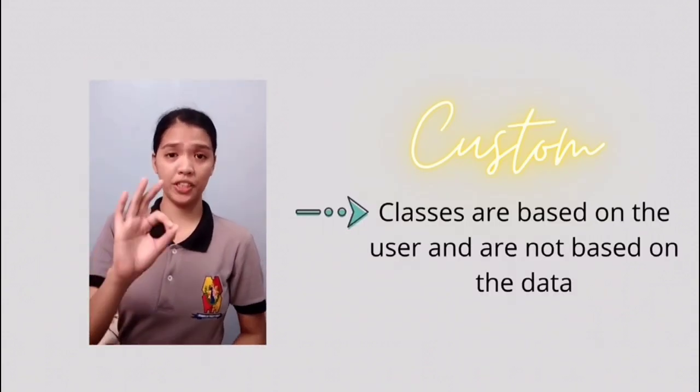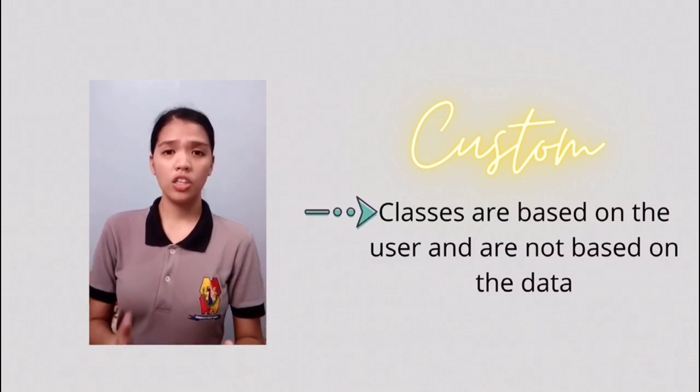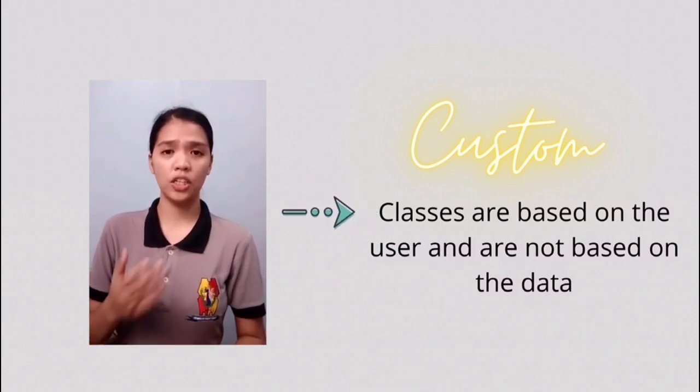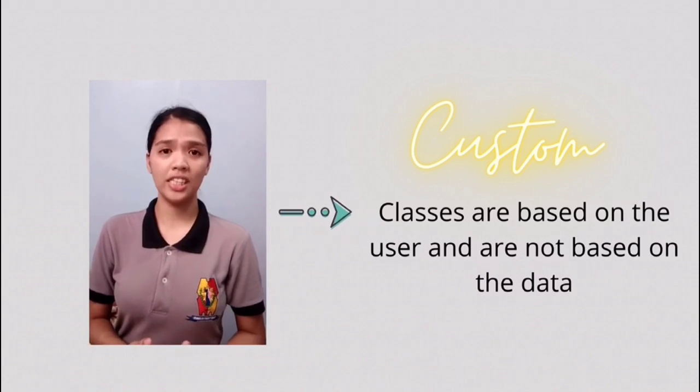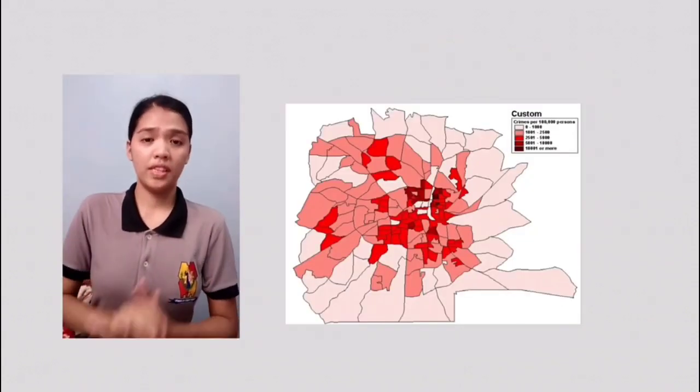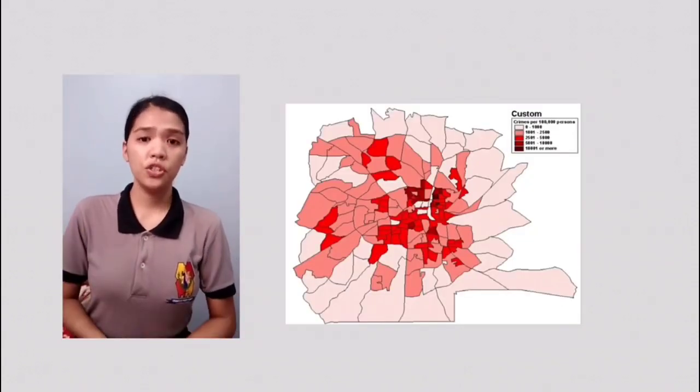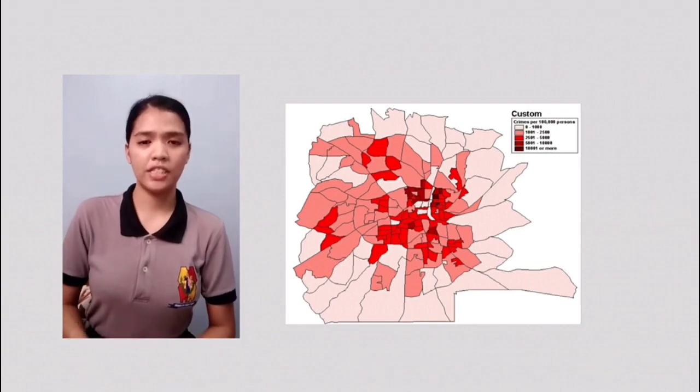And lastly, number 3, custom. Custom are classes that are determined by the user and are not based on the data. With this classification, the user manually sets the ranges based on the data.